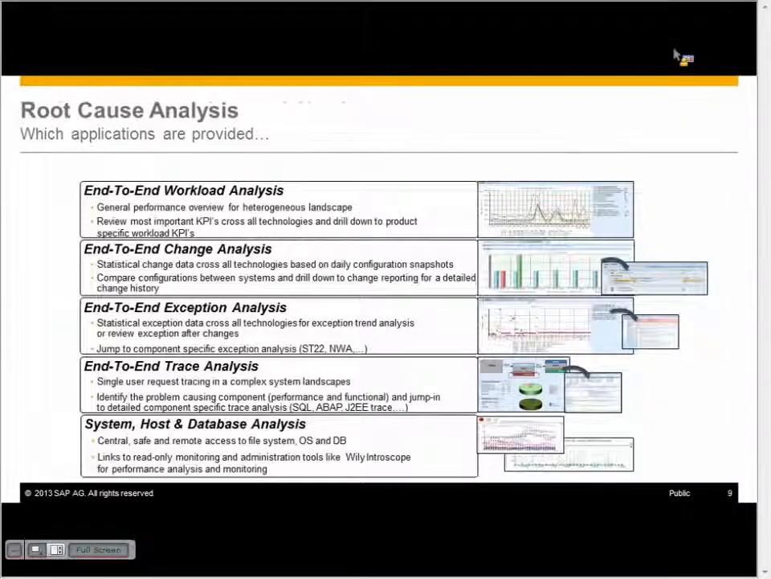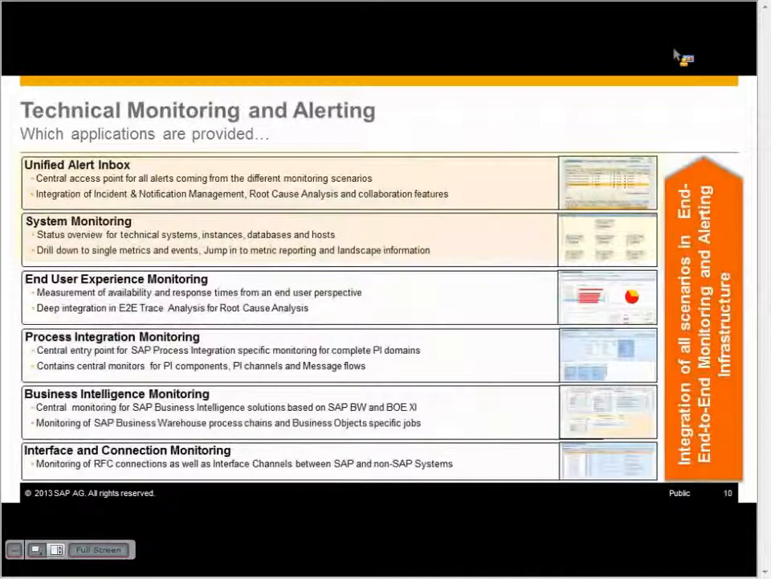In the technical monitoring and alerting context, we have a unified alert inbox. Basically, this is the central Solution Manager alert inbox. So all the incidents, notifications or alerts for any of the managed systems will come to one single unified inbox. That way the system administrators can concentrate on that for the alerts. The system monitoring is again for an overview of the technical systems: how each of my systems is performing, what the status is, and then we can see the metrics and values and all those things.